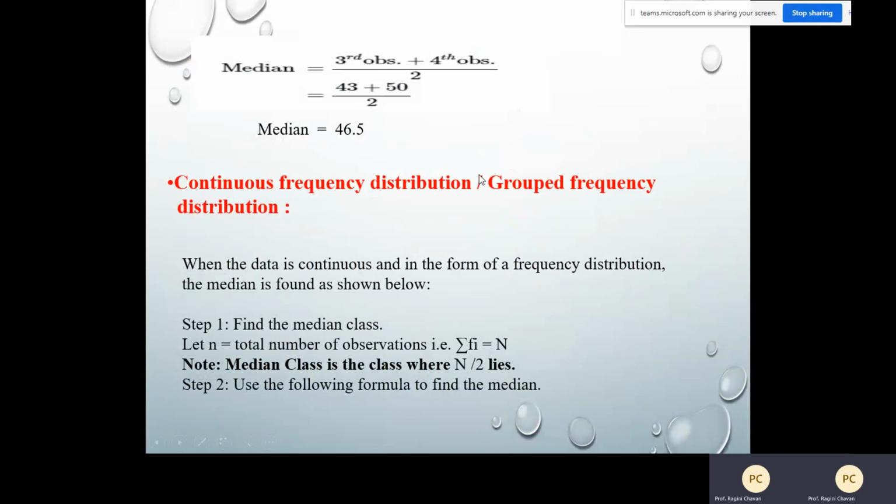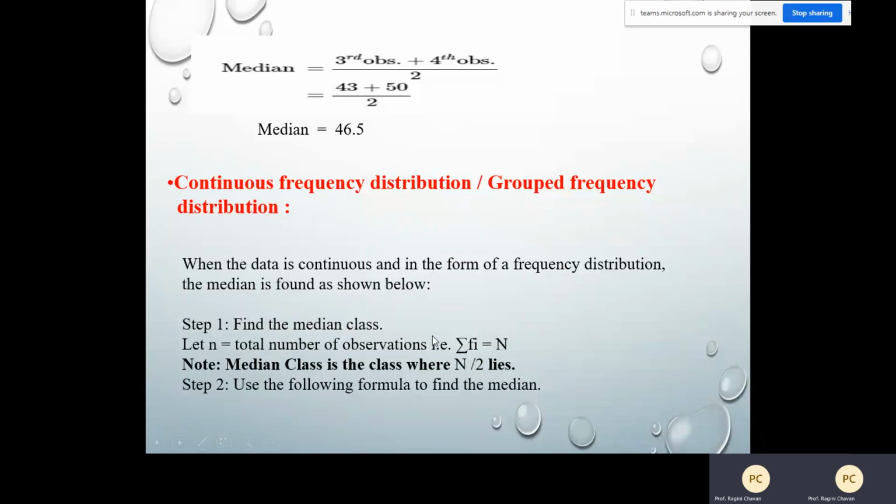Now, the next type of data is continuous frequency distribution. When data is continuous and in the form of a frequency distribution, the median is found in the following steps. First, we need to find the median class. To find this median class, we have to find the quantity N by 2, where capital N is the summation of frequencies. Small n is the sample size and capital N is the summation of frequencies.